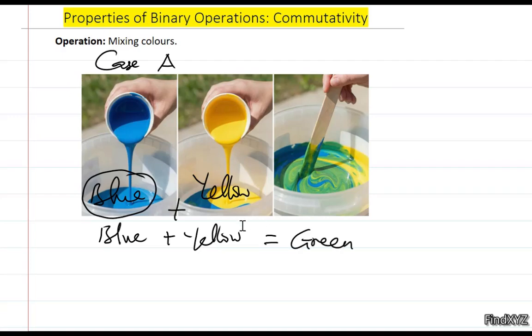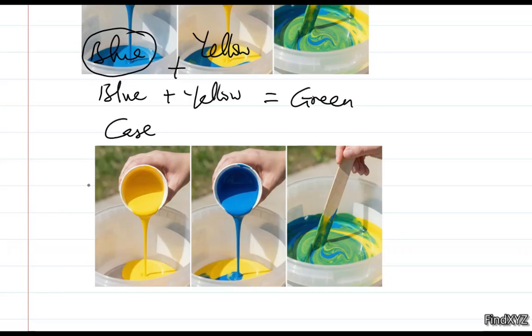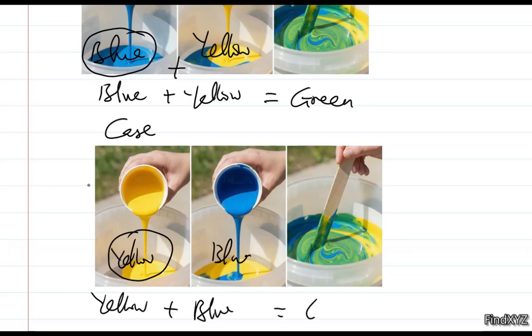Let's look at another scenario. Now in this case, what color are we selecting first? We are selecting yellow, then we are going to mix it with blue this time. So yellow plus blue, and when we mix it, what are we going to get? We are going to get green. What can you conclude from these two scenarios? The first one, we selected blue and added yellow. When we mix, we had green. The second one, we selected yellow first and add blue, and we arrived at green.